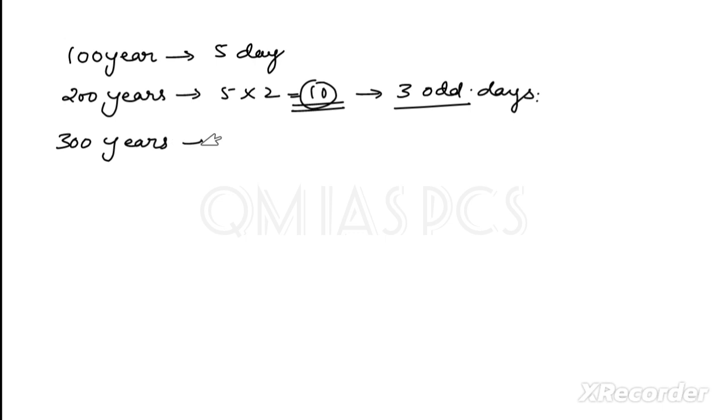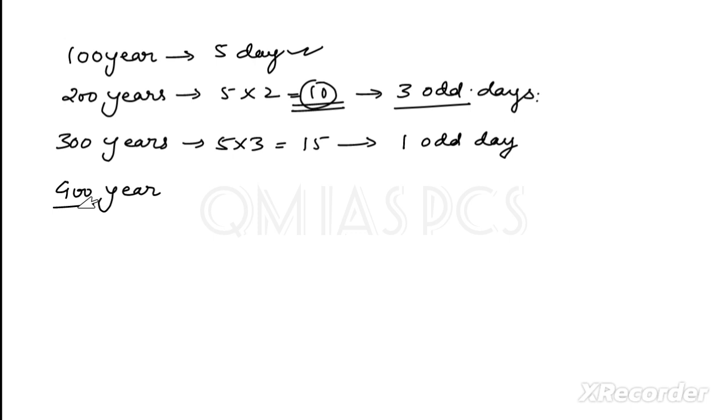What will we write? 5 multiplied by 3, that is 15. We will divide by 7. We will get 1 odd day. Okay, for 400.